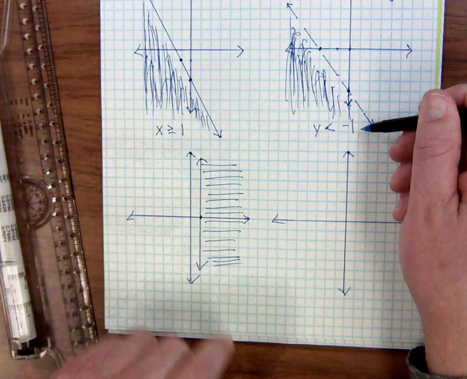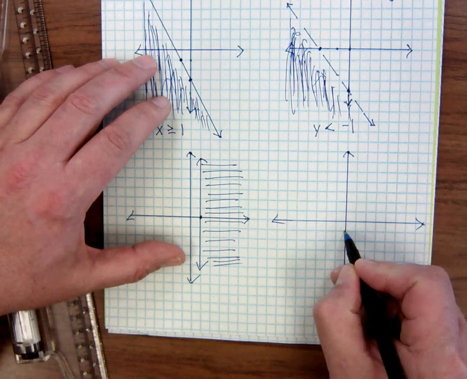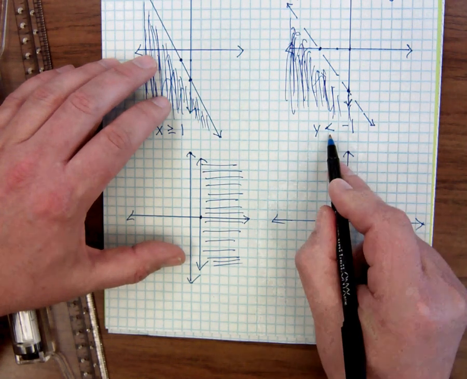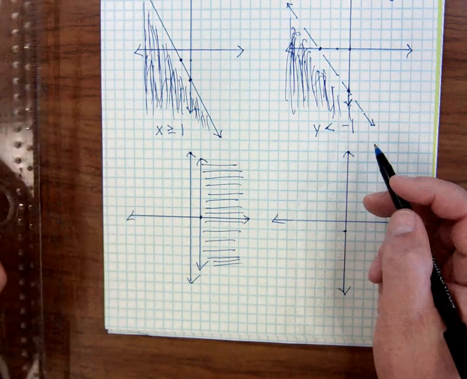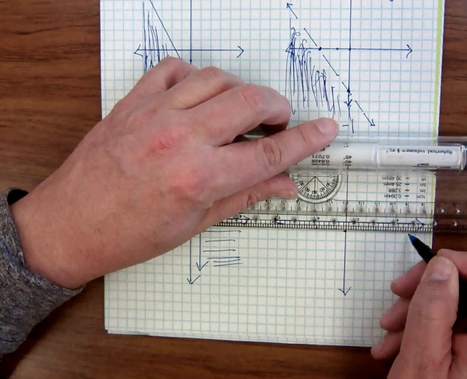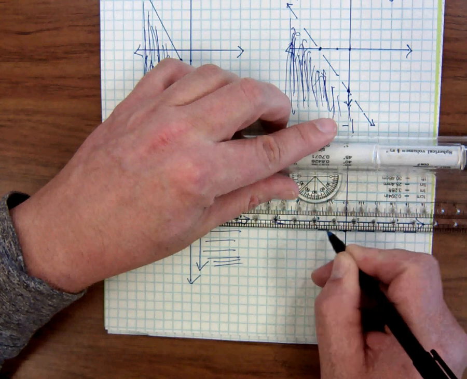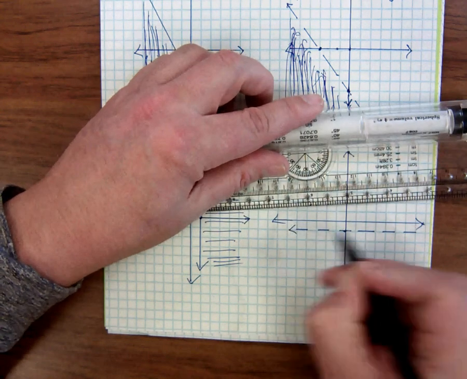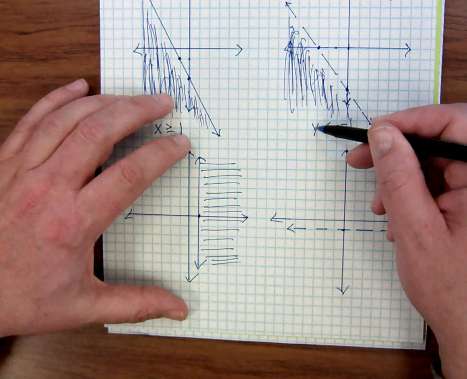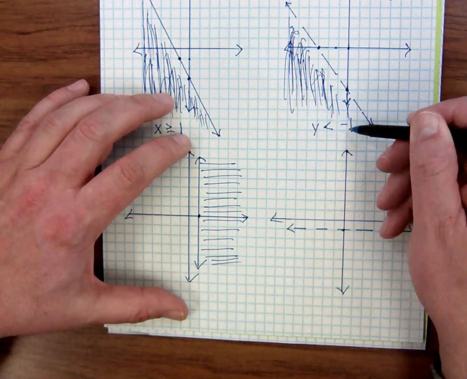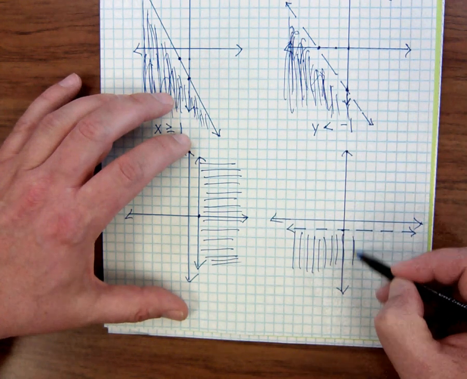Our next example, we have y is less than negative 1. So we're going to go at our y at negative 1. Notice negative 1 is not going to be part of it because it's not equal, so we're going to have a dashed line at y at negative 1. And we're talking about all y's that are less than negative 1. So we will be shading everything downward from this dashed line.